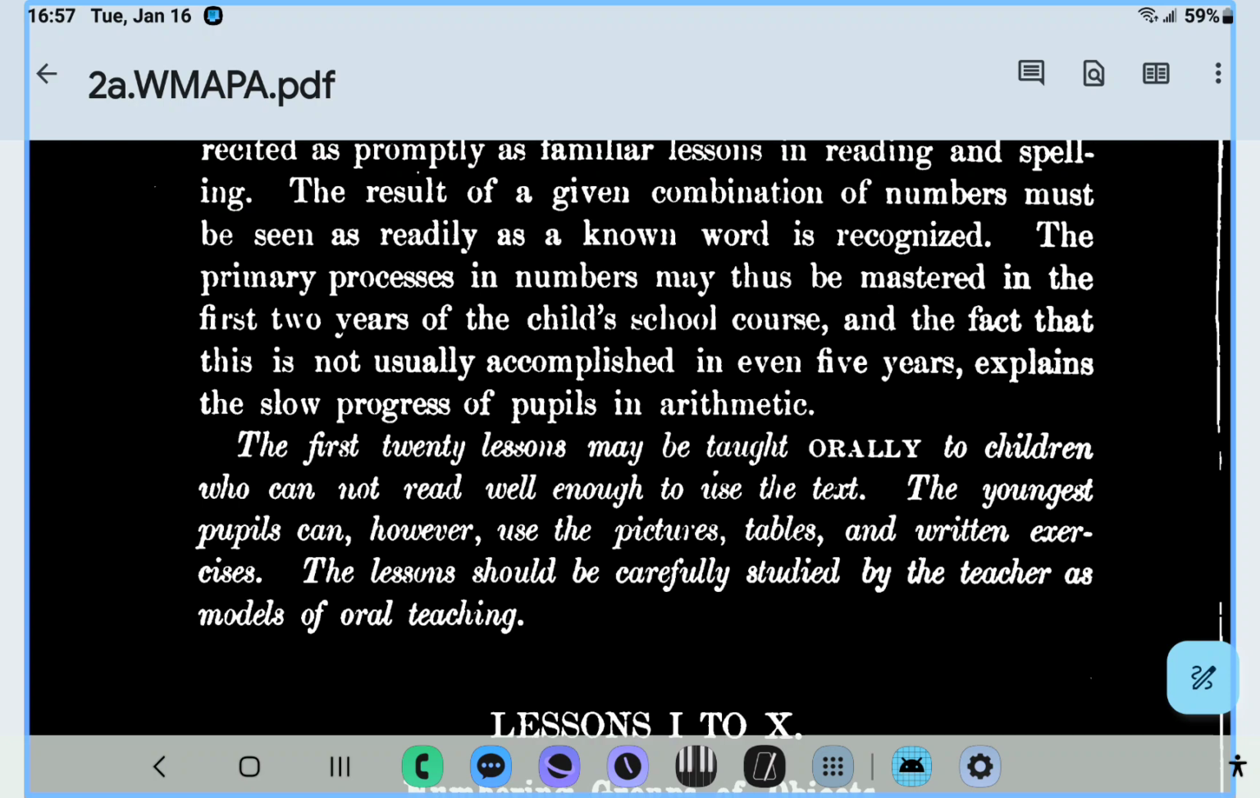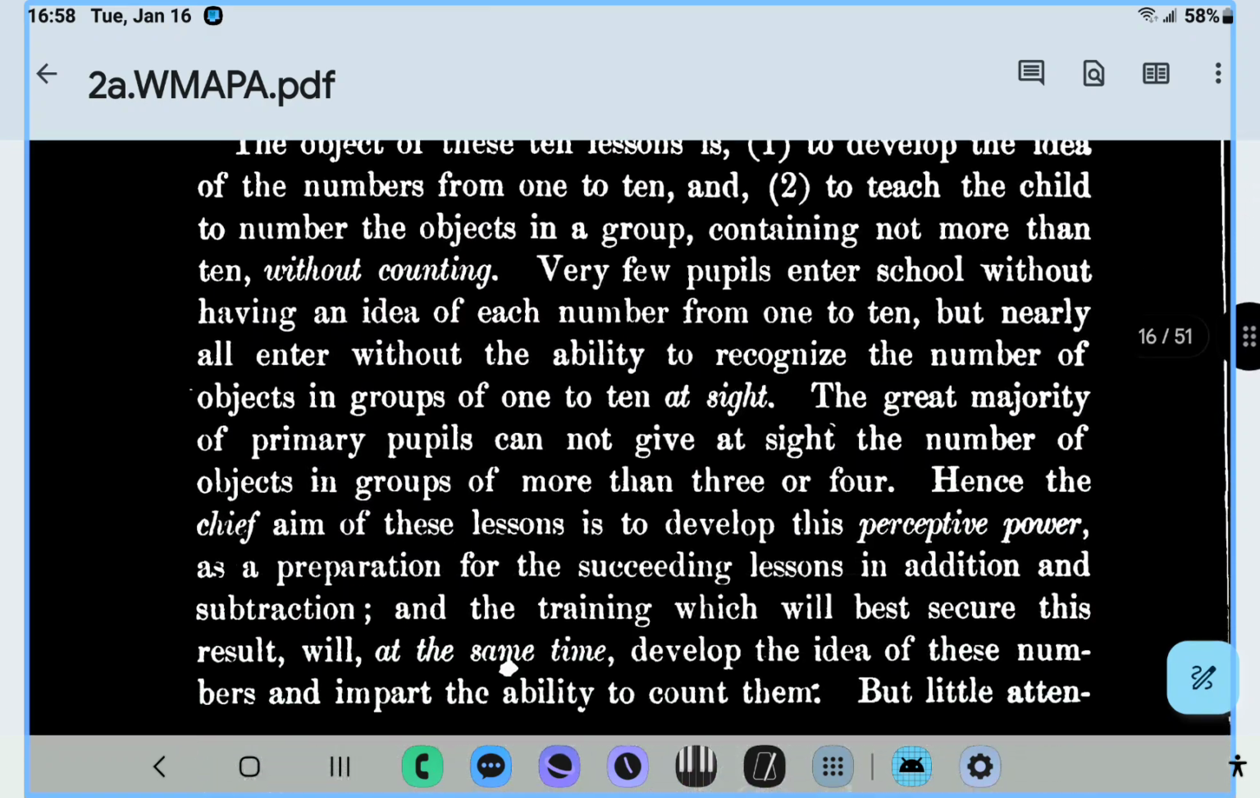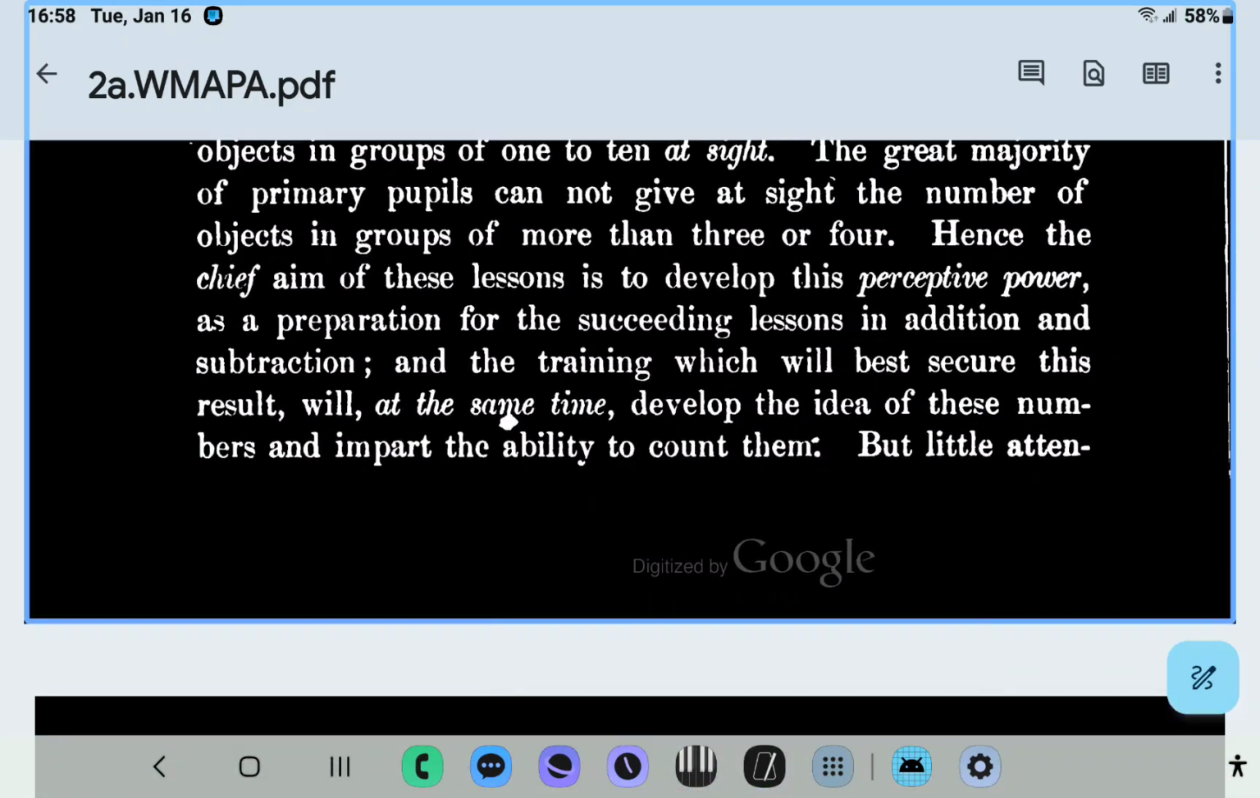The great majority of primary pupils cannot give at sight the number of objects in groups of more than 3 or 4. Hence, the chief aim of these lessons is to develop this perceptive power as a preparation for the succeeding lessons in addition and subtraction, and the training which will best secure this result will at the same time develop the idea of these numbers and impart the ability to count them, but little at 10. I think that's the end of that page.